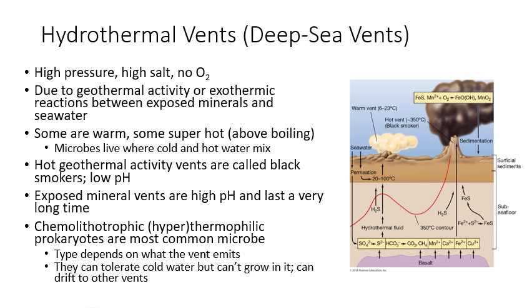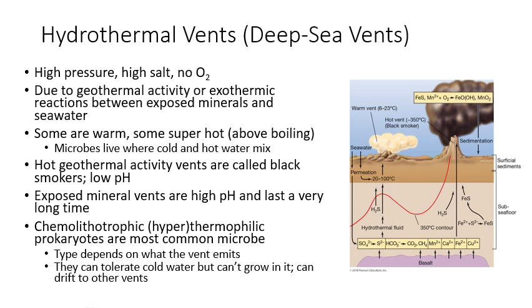In general, you would have chemolithotrophs living around these vents, and they would all be prokaryotes. And of course, most of them would be thermophiles or hyperthermophiles. The specific type of chemolithotroph that you have there is going to depend on specifically what type of mineral is coming out of the vent.